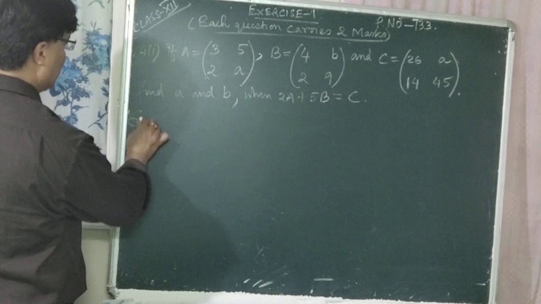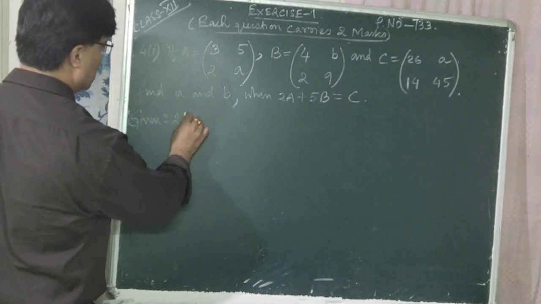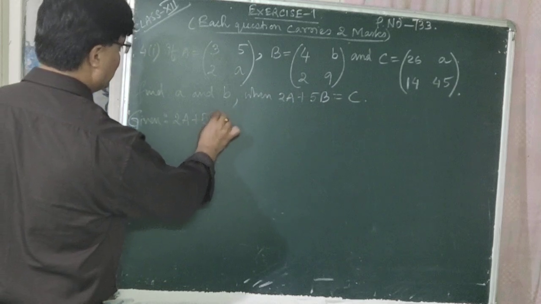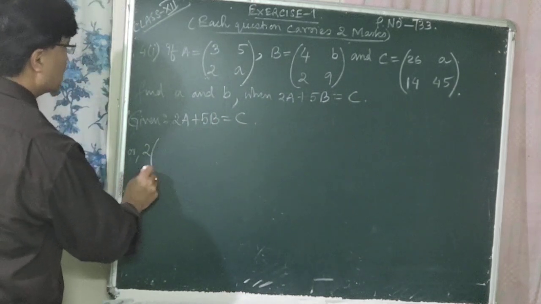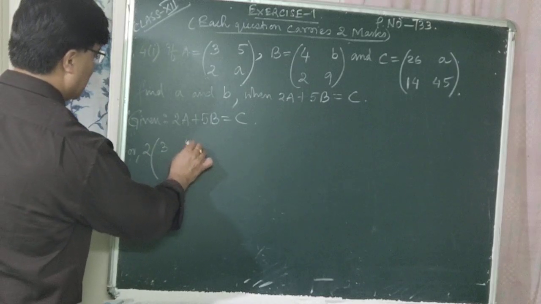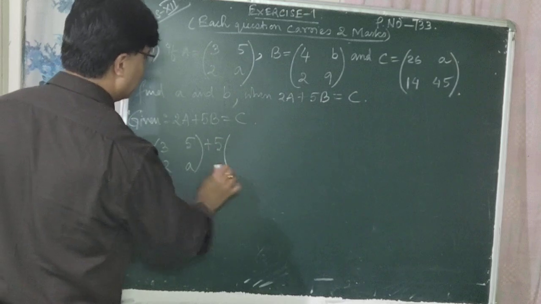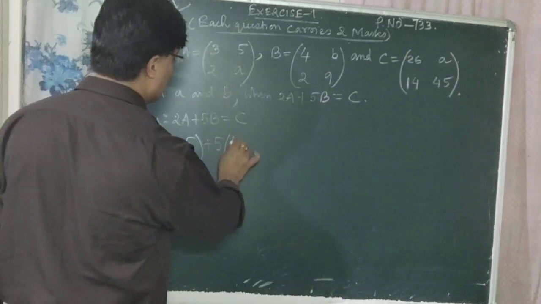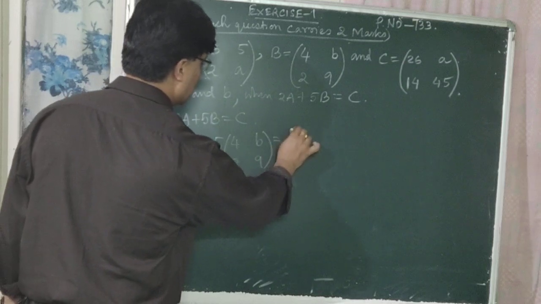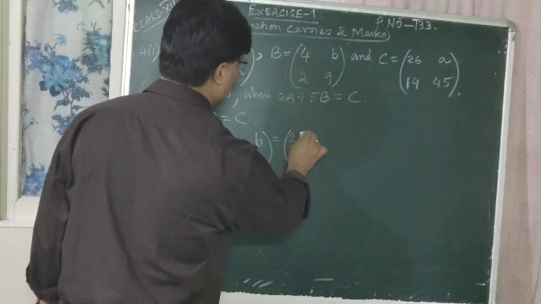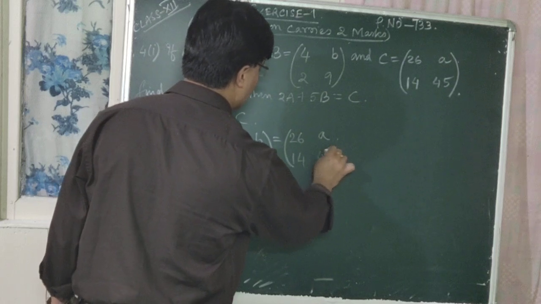Let us write down the given part. This is the solution. What is given here? 2A plus 5B is equal to C. Or 2 into what is capital A? 3, 5, 2a, plus 5 within bracket. What is the matrix B? 4b, 2, 9 is equal to what is the matrix C here? It is 26a. And this is 14, 45.